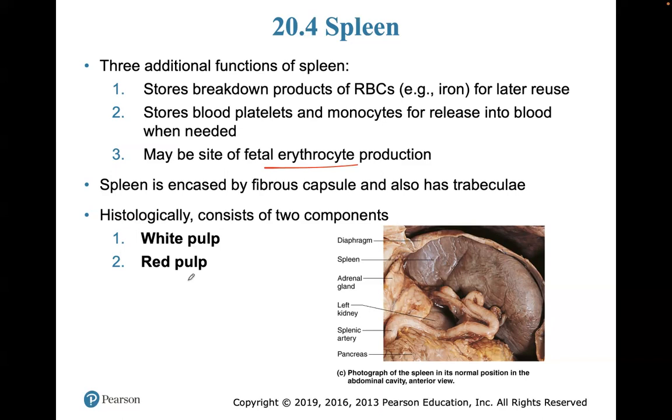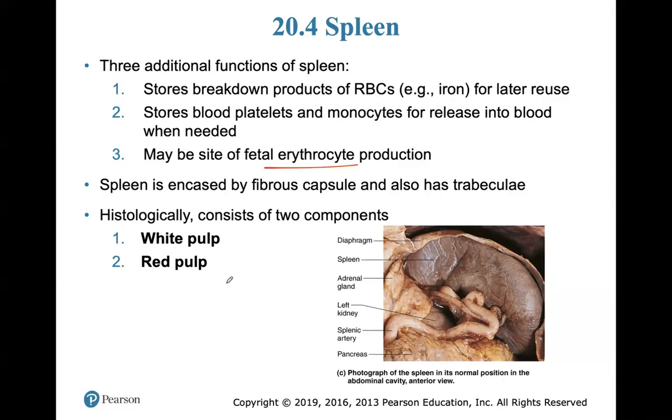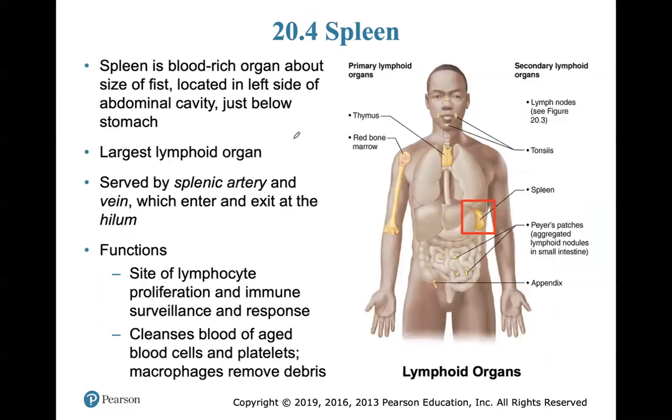If you see a spleen, it has a fibrous capsule outside, but it also has some white pulp and red pulp, depending on what kind of function it does. If you see a section of spleen, you will see the white pulp where immune function happens. Most lymphocytes are here in the white pulp area. There are clusters found around the central arteries and they look white in color. So lymphocyte proliferation, immune surveillance, or whatever the lymphocyte function is, happens in the white pulp area.